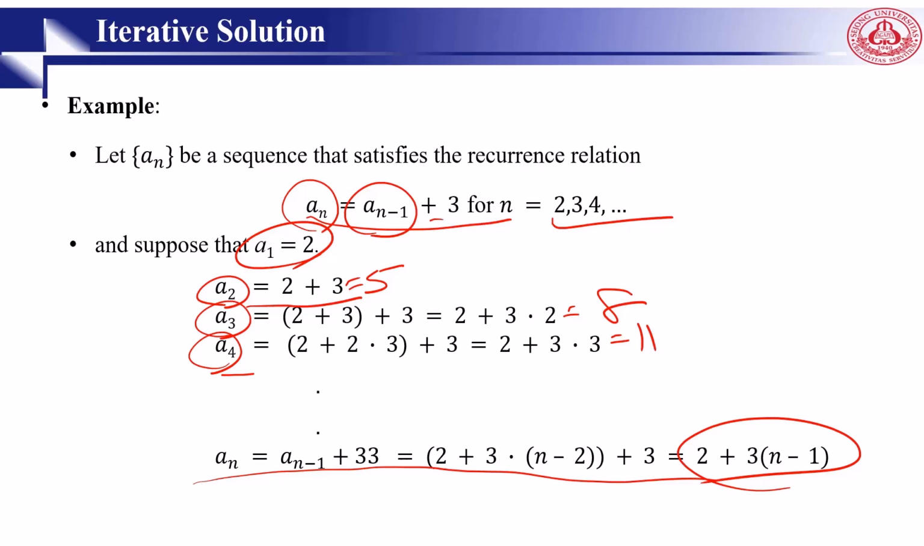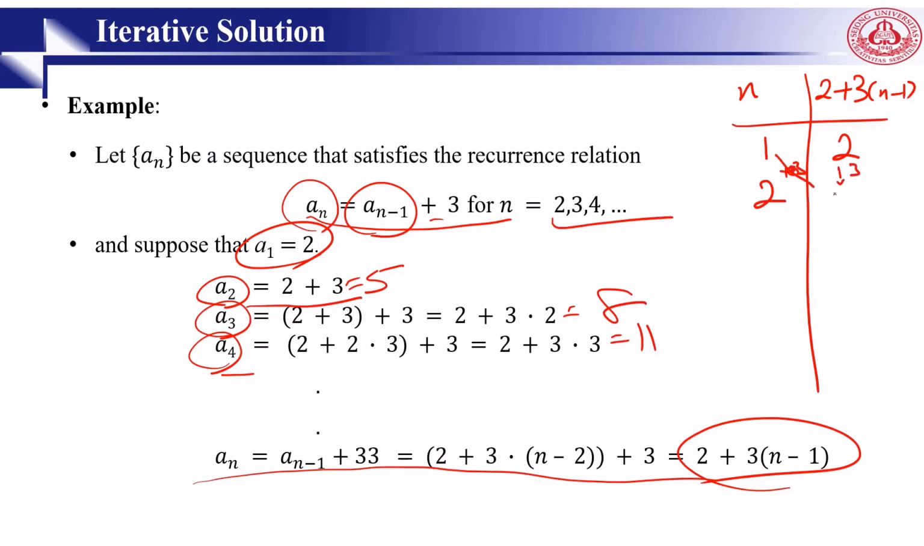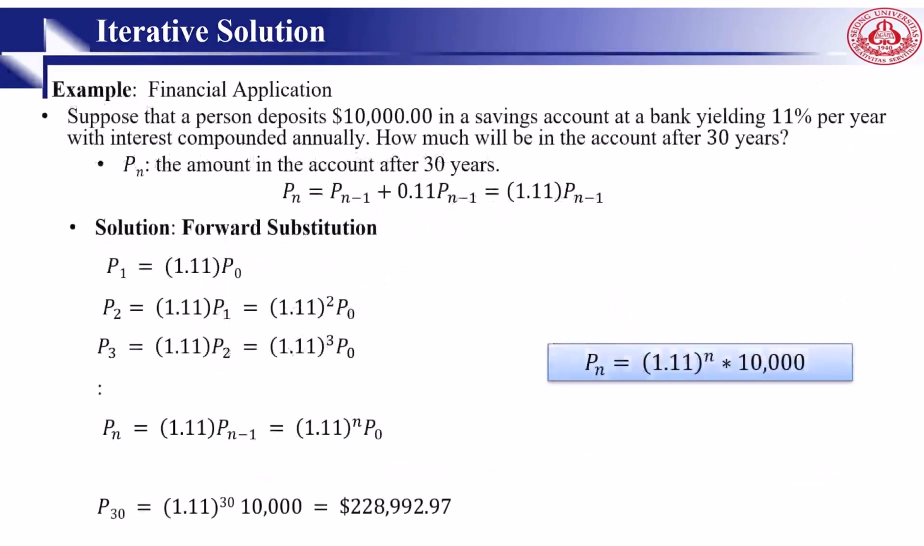So this is a recurrence relation. Simply, you can draw something like this, and you say n, and the closed form is 2 plus 3(n minus 1), right? So for 1, it is 2. For 2, it is 2 plus 3, which is 5, right? For the third one, this one plus 3 is 8. For this one, the previous one plus 3 will be 11, and so on.